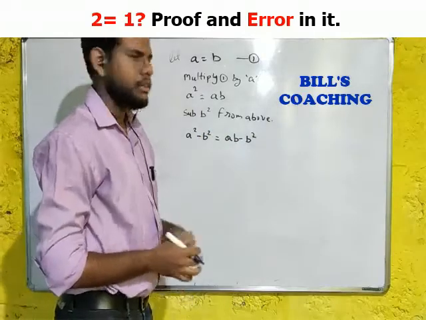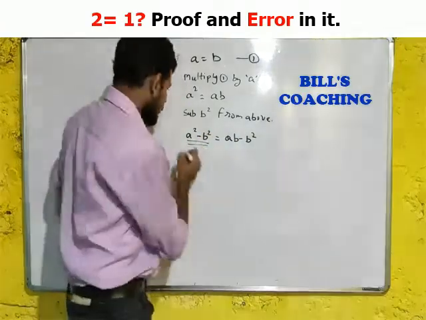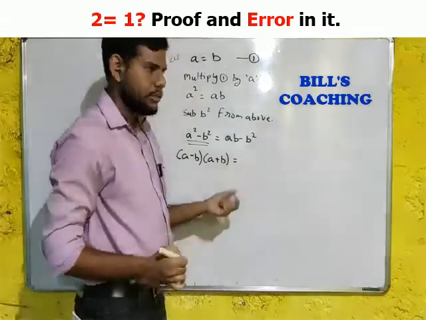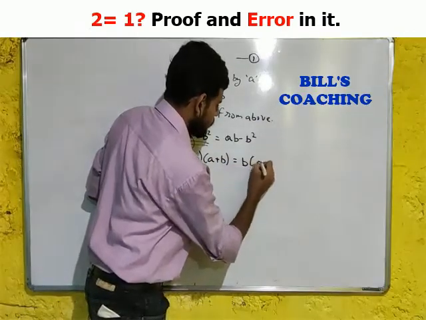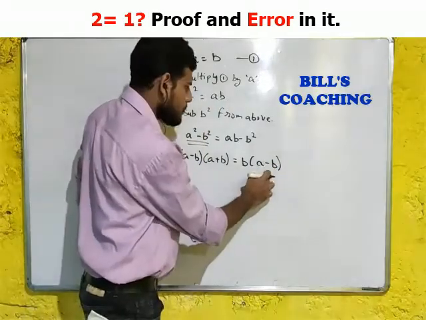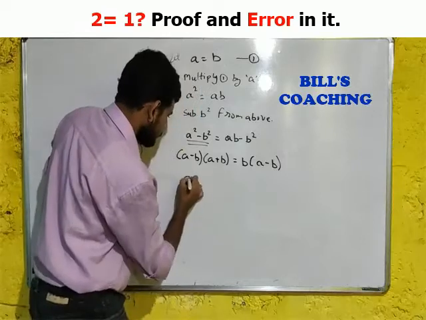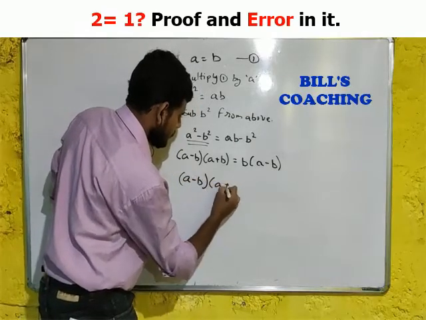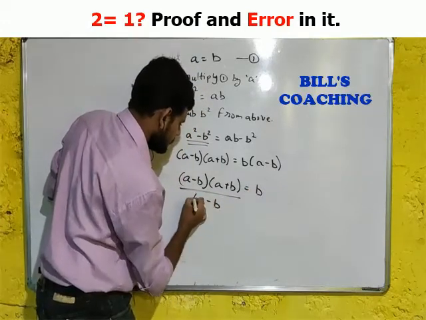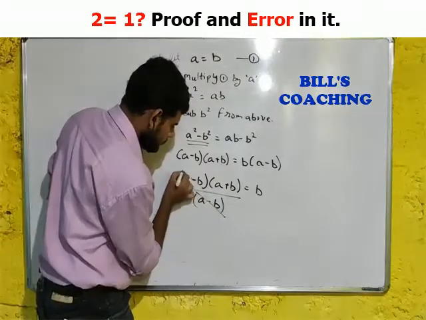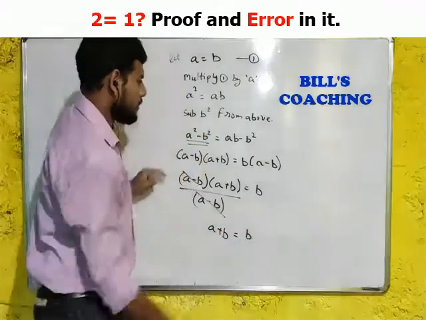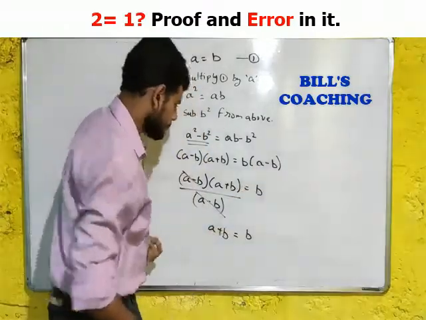Same equation. Now this identity I can write as (A minus B)(A plus B), and here I'll take B common, we'll get B(A minus B). Okay. Now look at this same term. I'll take this term downwards. (A minus B)(A plus B) is equal to B(A minus B). A minus B, I can cancel this out. This becomes A plus B equals B. We can directly cancel out from here also if you want.